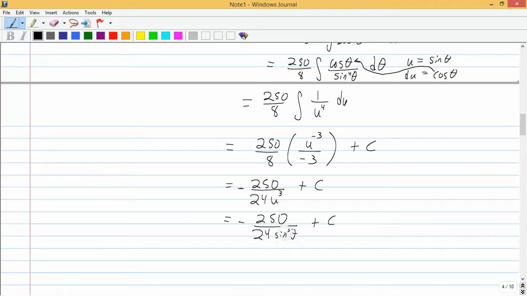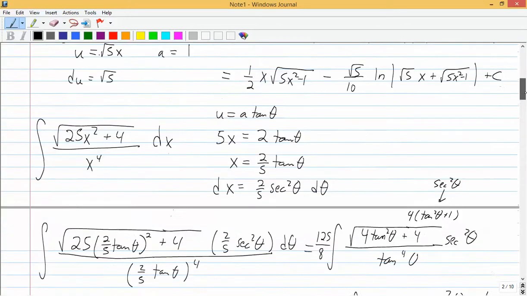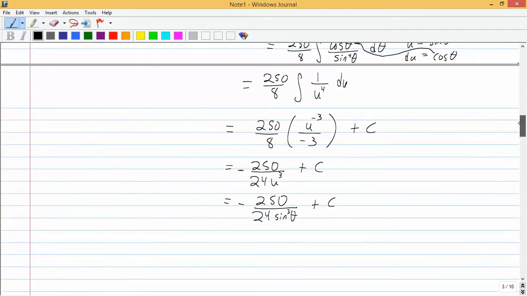Now, we don't want to leave our answer like that. That's not a good way to leave your answer, because we started out with algebra, and we want to end with algebra. So come up here where you had 5x equals 2 tangent theta. That was the substitution we used. Get the tangent theta by itself so that you can make a right triangle, and we can define theta according to whatever this is, 5x over 2.